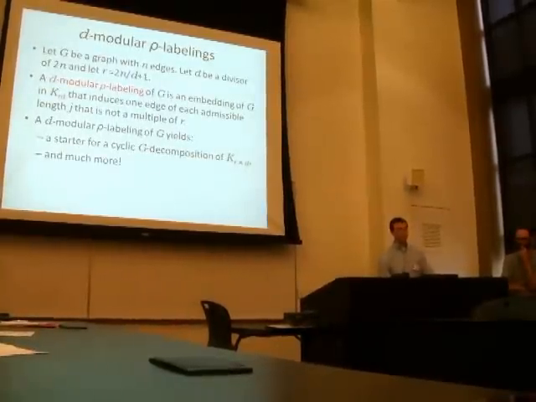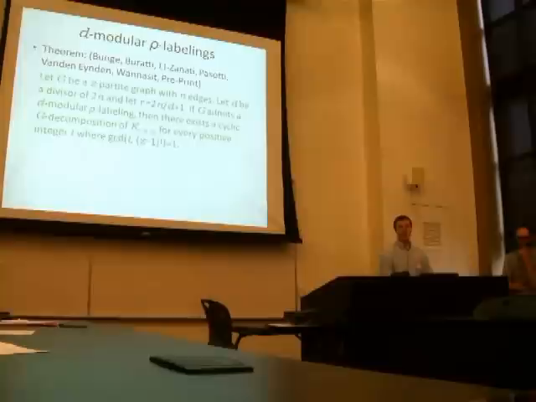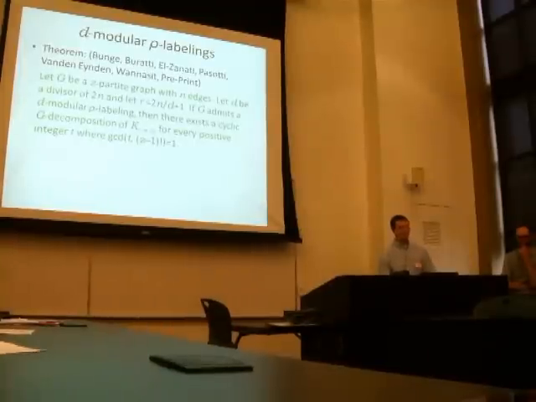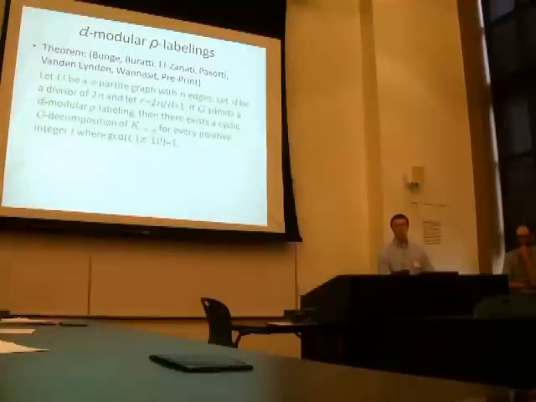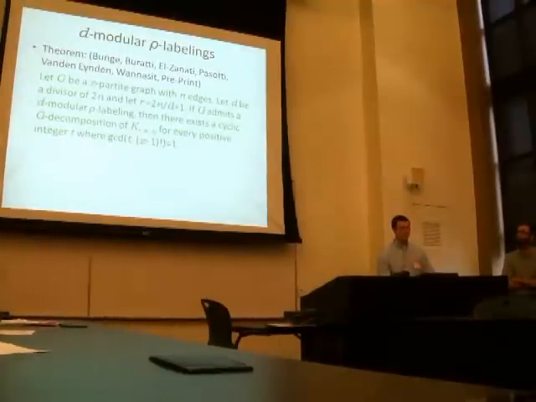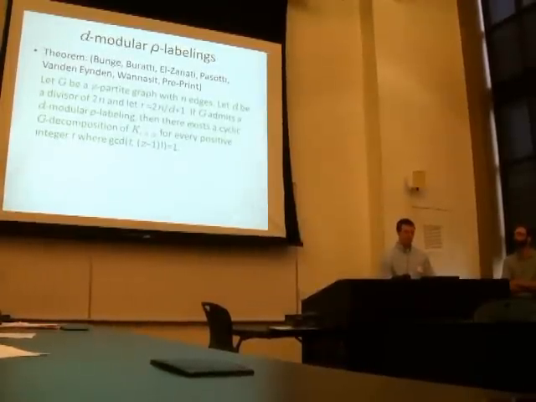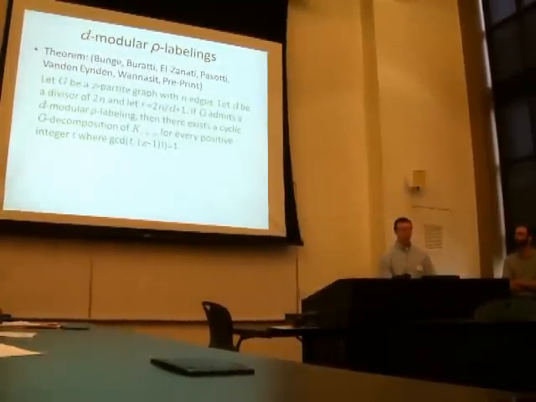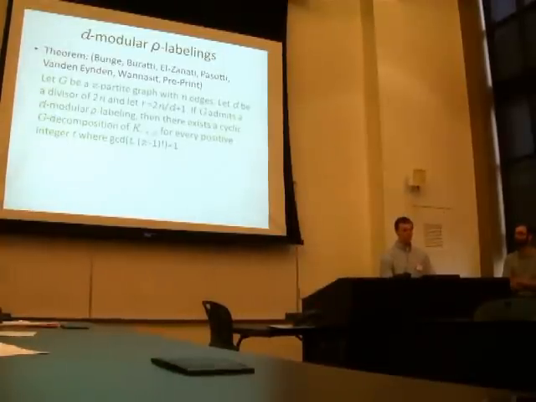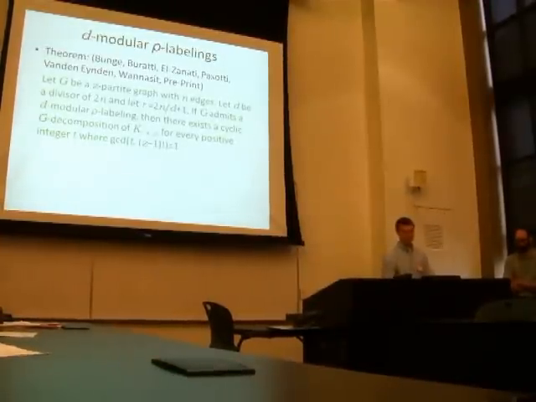And this is due to a theorem from Professor El-Zanati and others, which says that if we have G, a z-partite graph with n edges, and D is a divisor of 2n, R equals 2n over D plus 1, if G admits a d-modular row labeling, then there exists a cyclic G decomposition of KR cross DT for every positive integer t that's relatively prime to z minus 1 factorial.